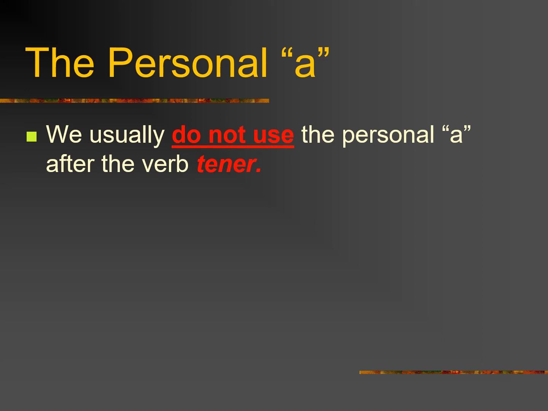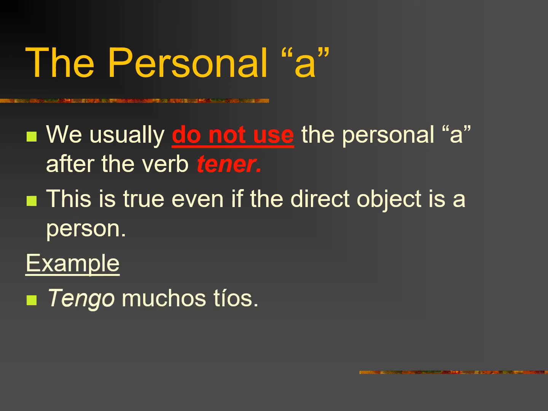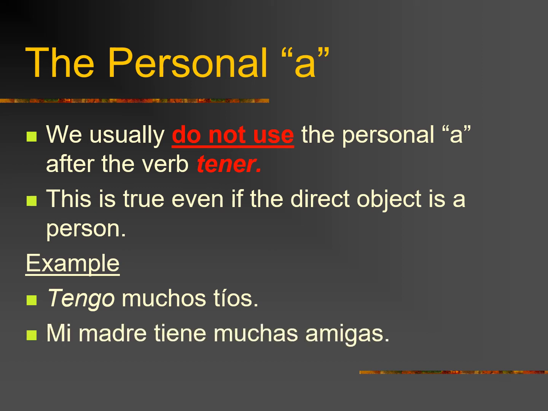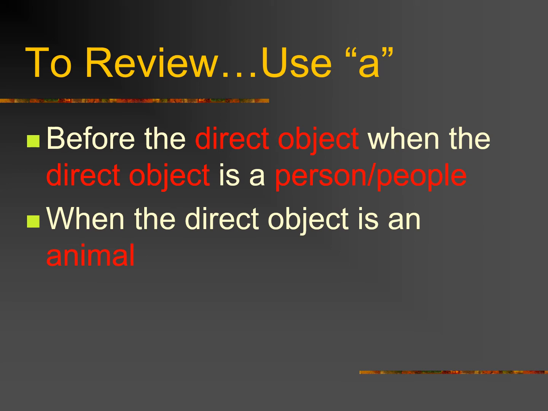We usually do not use the personal a after the verb tener, even if it's a person. For example, tengo muchos tíos. Tíos means uncles. Mi madre tiene muchas amigas. Now let's review. We use the personal a before the direct object when the direct object is a person or people, when the direct object is an animal like your pet, and never after the verb tener.